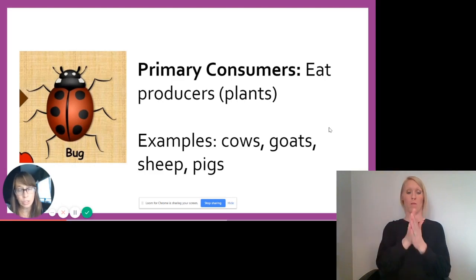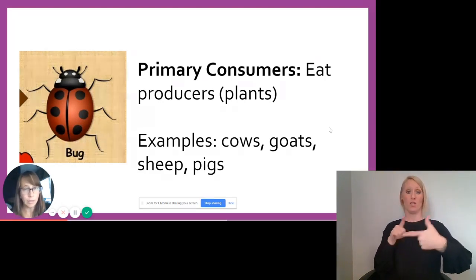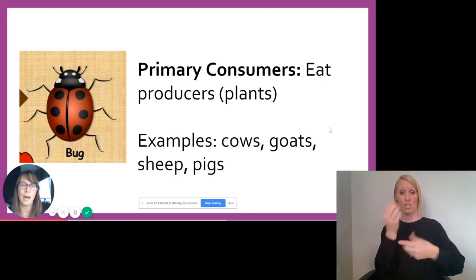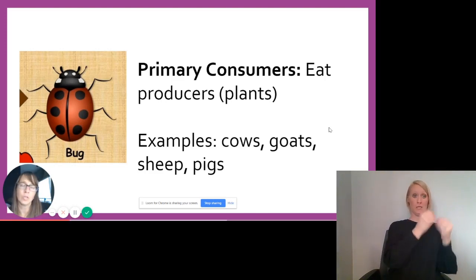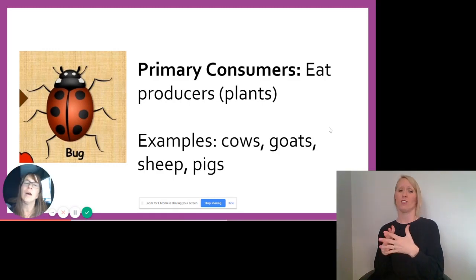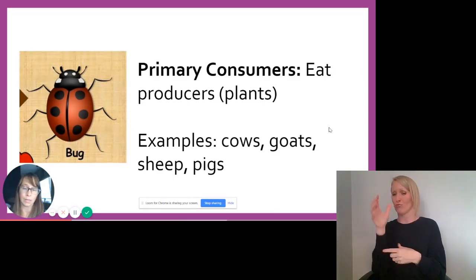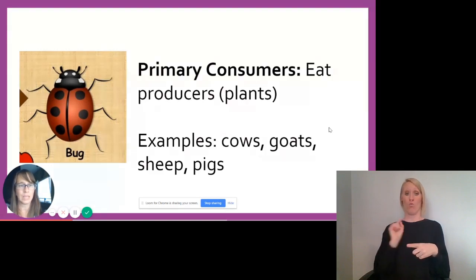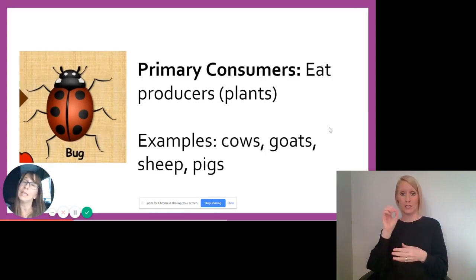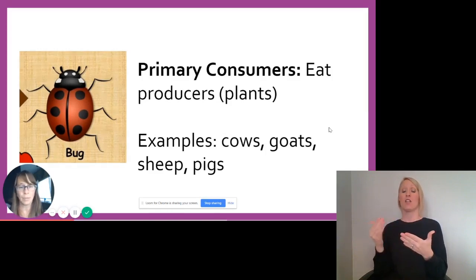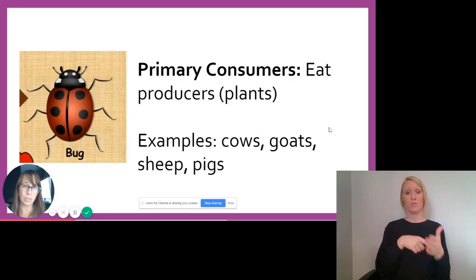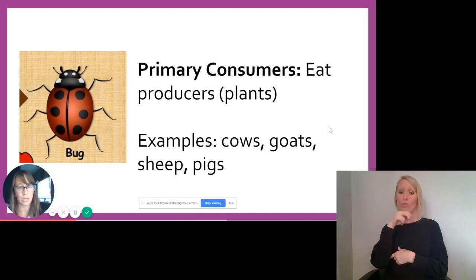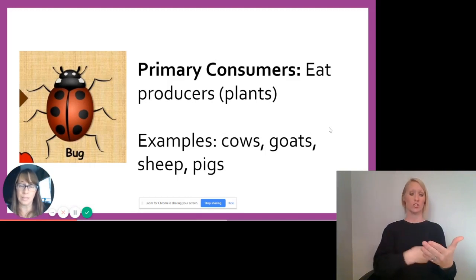From there, you have primary consumers. I've got a bug as our example. Some cultures do eat bugs as a food source. Here in the United States, we are not big on bug eating, but we eat things that eat bugs. A primary consumer eats producers, so they eat the plants. Examples are cows, goats, sheep, and pigs. All of those animals are considered primary consumers because they're eating all of the green stuff, right?